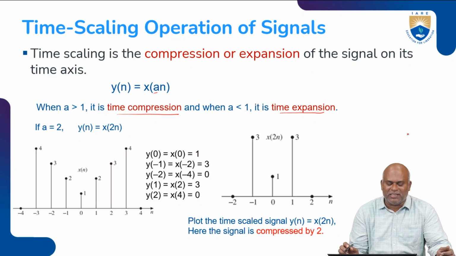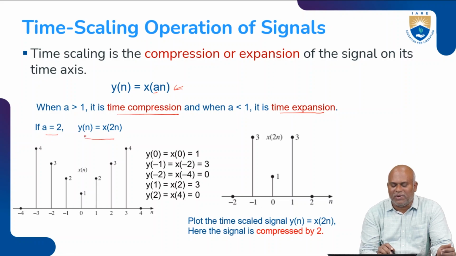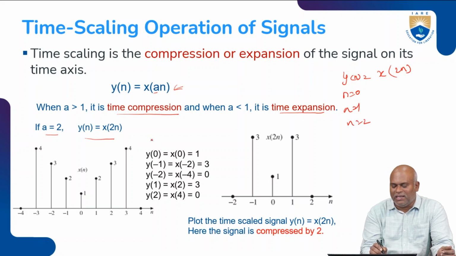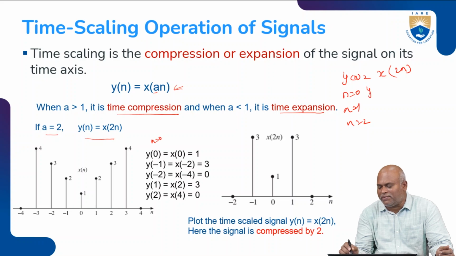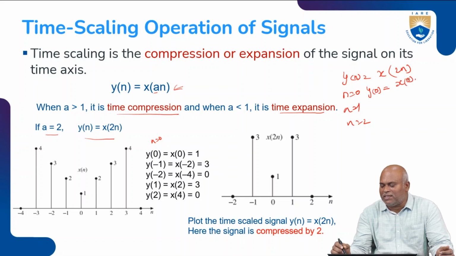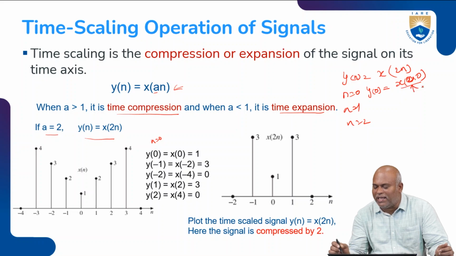Here, I take an example, a equal to 2. Then I rewrite the equation as the time scaling operation: y of n is equal to x of 2n. Now we need to substitute n equal to 0, n equal to 1, n equal to 2. Here I take n equal to 0, that is y of 0. The y of 0 is equal to x of 0, because of 2 into 0.